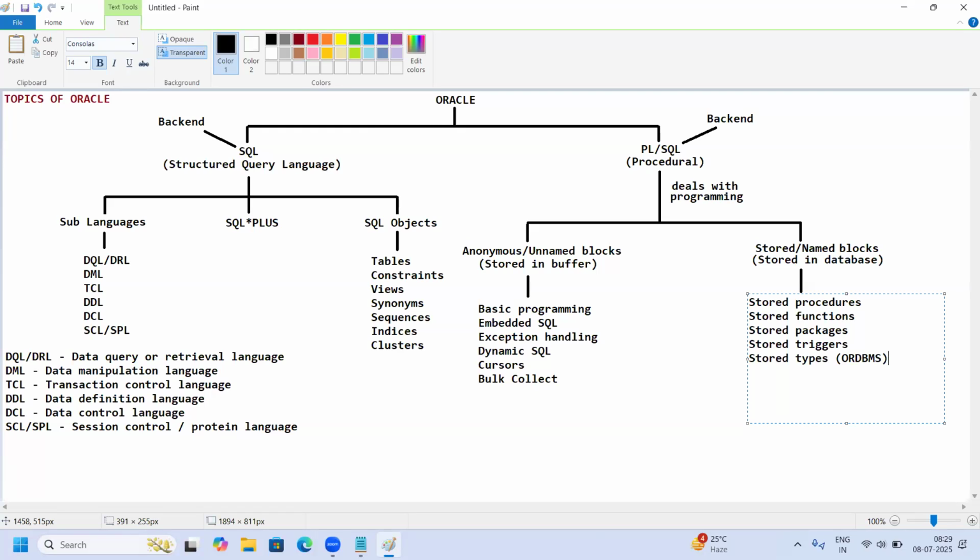Obviously, there are a lot of new things that you come across as new features of different versions of Oracle.